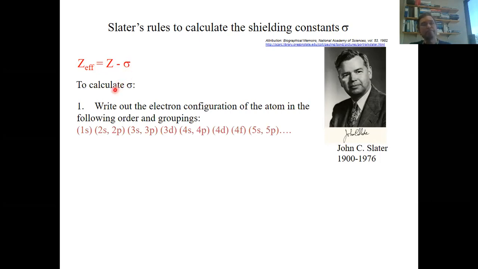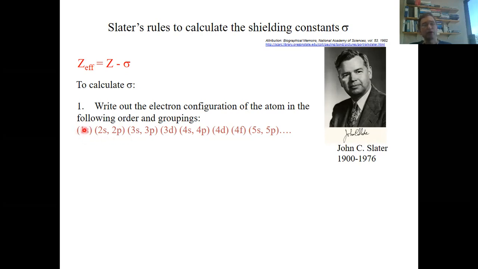So now, how to calculate sigma? According to Slater, we can do this in 3 steps. The first step is that we write out the electron configuration of the atom in the following order and groupings. So we write out the electron configuration according to quantum numbers. Note that this is not exactly the same as writing out the electron configuration according to energy. In many cases, it's the same, but not in all cases.